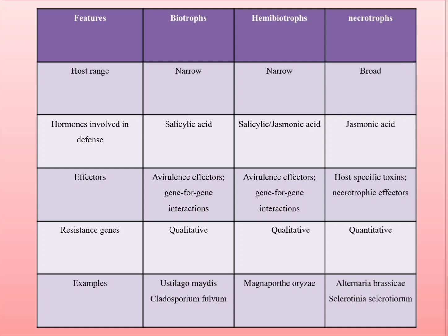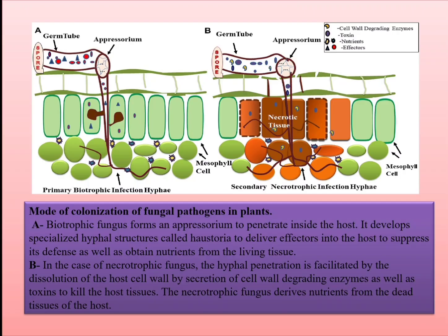These are the examples for biotroph, hemibiotroph, and necrotrophs. In this image, we can see primary biotrophic infection and secondary necrotrophic infection, the mode of colonization of fungal pathogens in plants. A biotrophic fungus forms an appressorium to penetrate inside the host. It develops a specialized hyphal structure called haustoria to deliver effectors into the host to suppress its defense as well as to obtain nutrient from the living tissue.